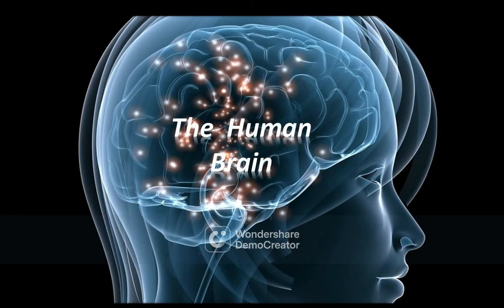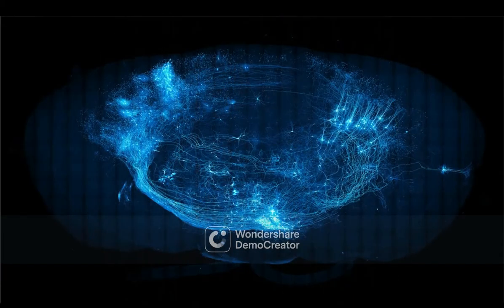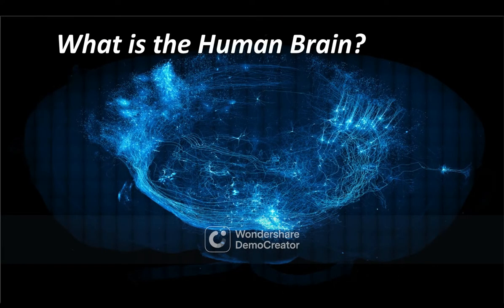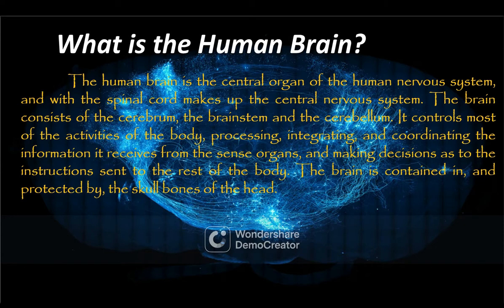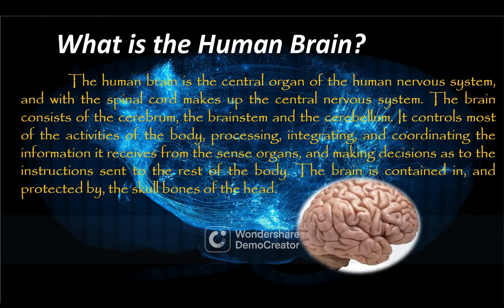The human brain. What is the human brain? The human brain is the central organ of the human nervous system, and with the spinal cord makes up the central nervous system. The brain consists of the cerebrum, the brainstem, and the cerebellum. It controls most of the activities of the body, processing, integrating, and coordinating the information it receives from the sense organs and making decisions as the instructions sent to the rest of the body. The brain is contained in and protected by the skull bone of the head.